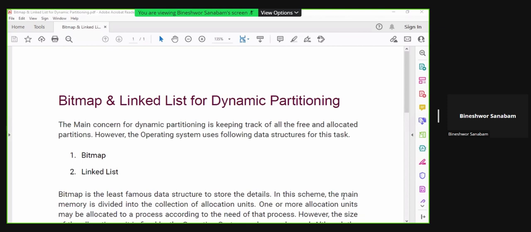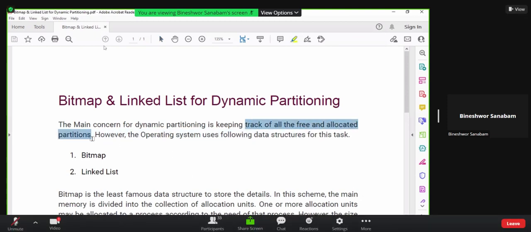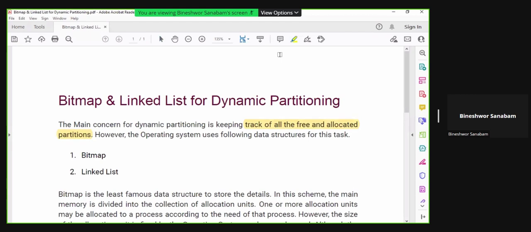So how are we going to do this? The operating system uses two data structures for this task, that is, to keep track of all the free and allocated partitions. We use a bitmap and we use a linked list. So we may use these two data structures to track all the free and allocated partitions of the memory.